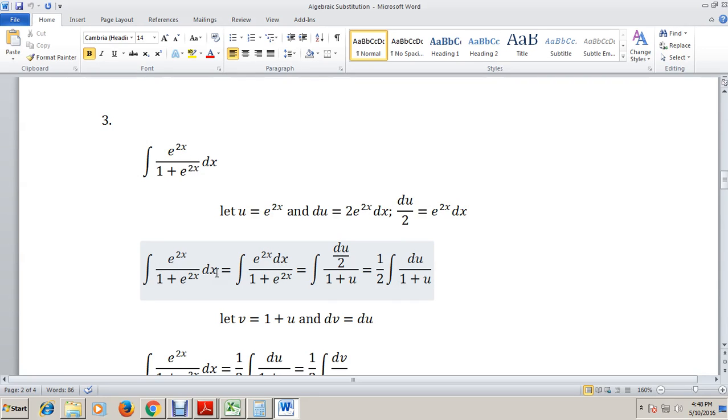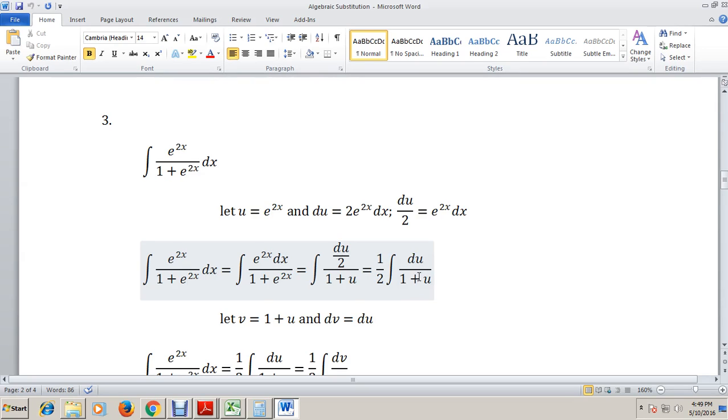So this means we simply rearrange our integrand in the form of e raised to 2x dx over 1 plus e raised to 2x. Of course, e raised to 2x dx is our du over 2. Our denominator becomes 1 plus u. 1 half here is a constant, so we can place that outside the integral sign. So that would be 1 half integral of du over 1 plus u.